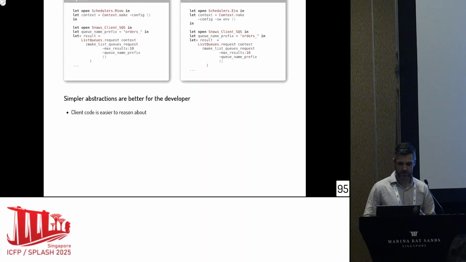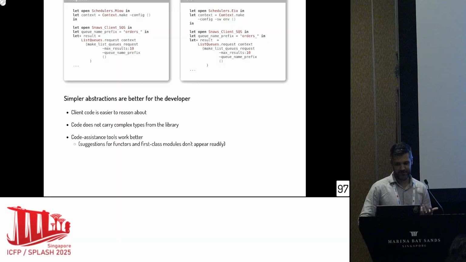With these simpler abstractions, the developer's code becomes easier to reason about, ensures that code doesn't carry complex types from the library, and lastly, it works better with code completion. First-class modules and functors don't code complete very well.